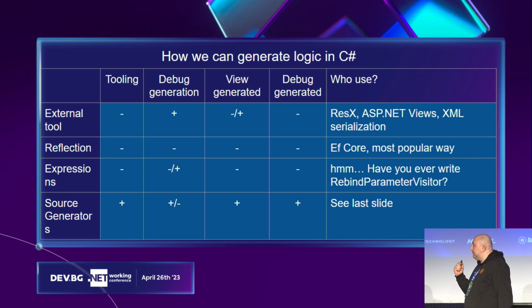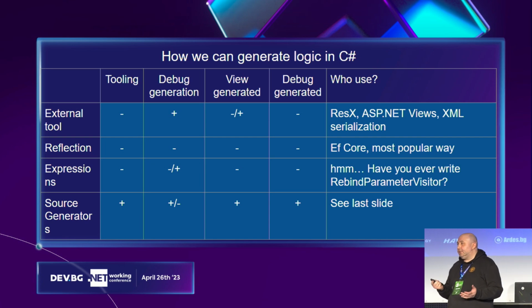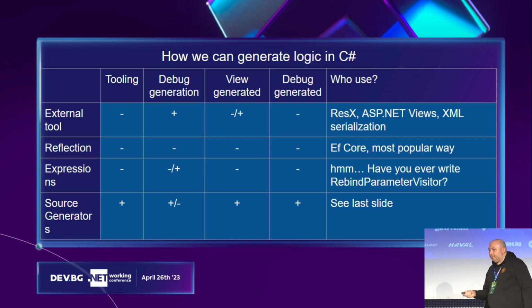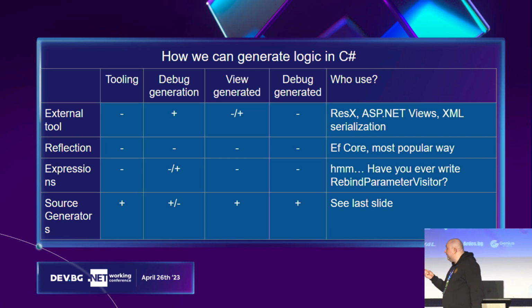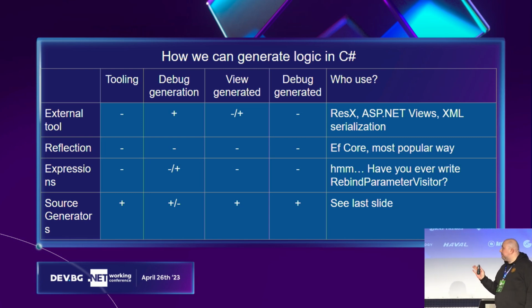And also we have two different approaches, reflection and expressions. And again, this is not supported by tooling. You cannot debug, you cannot view generated code, you cannot debug generated code again. So reflection is used very widely. For example, EF Core uses it. And for expressions, maybe not so popular. I like this approach. I try to use it, but I think it's very limited.